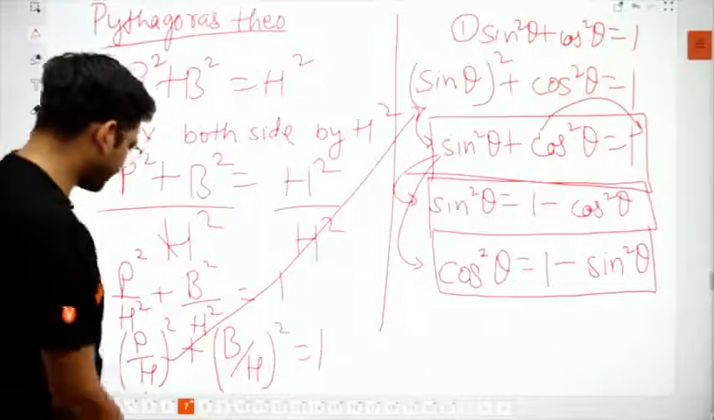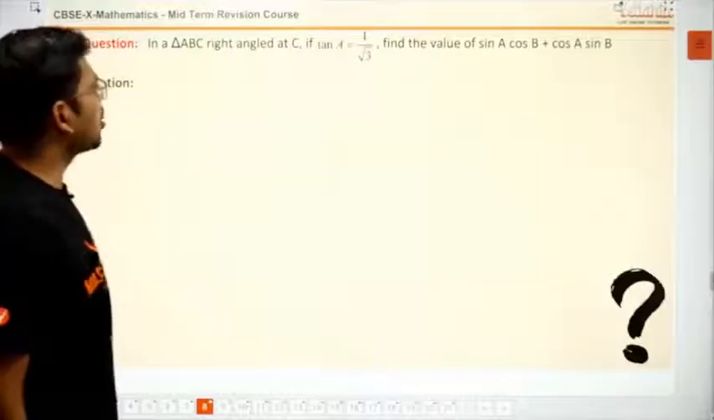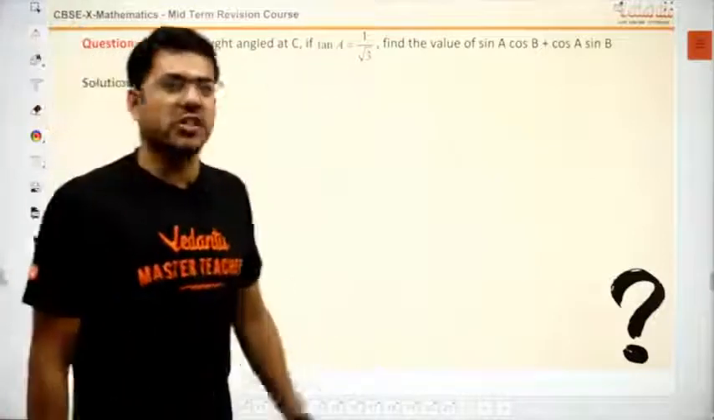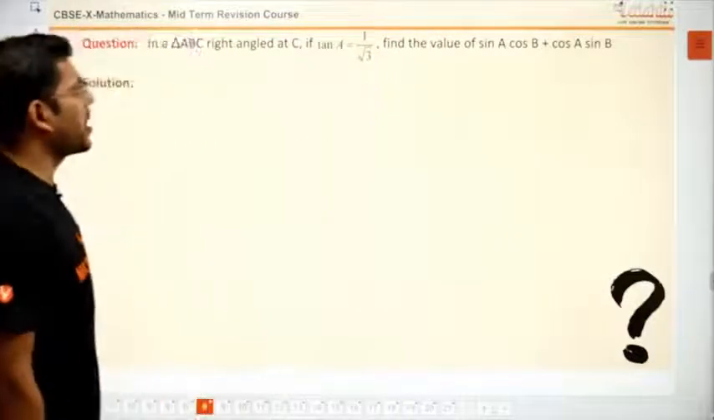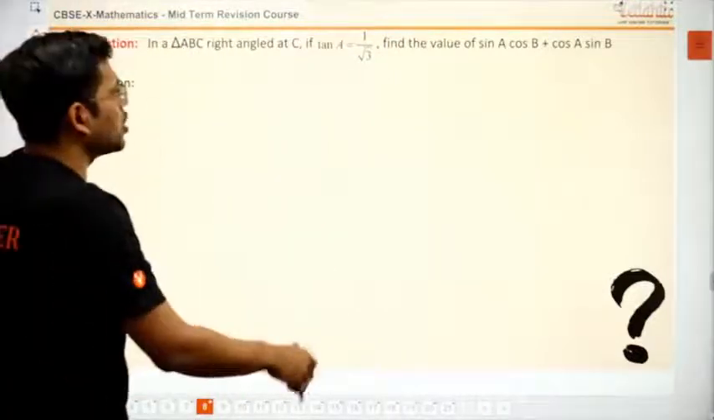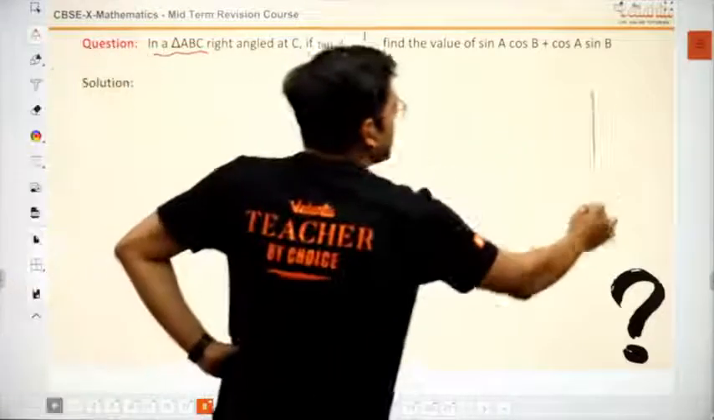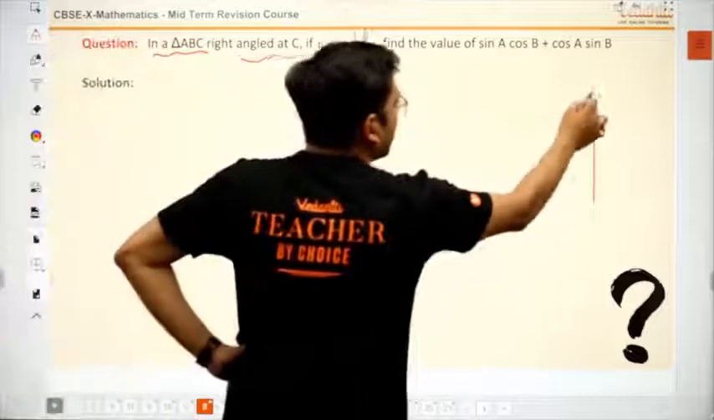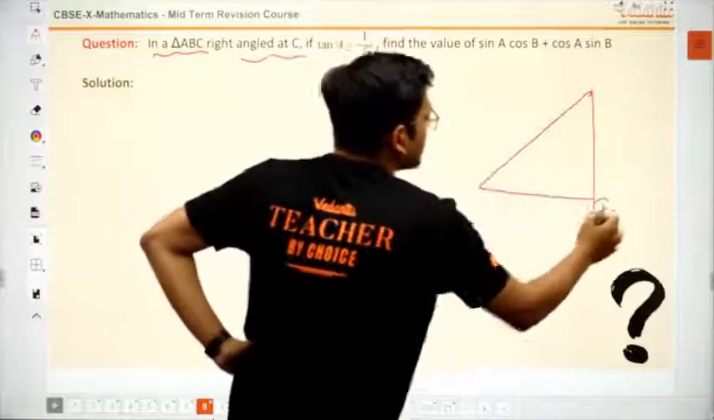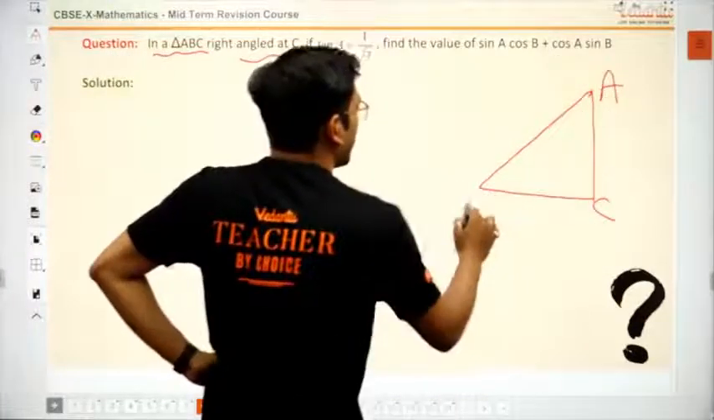Now coming to the questions. So easy questions. We have already discussed it yesterday. I'll discuss it again today also. In triangle ABC, draw triangle ABC, man. Right angle at C. Okay. Right angle at C. This is C. Write down A and write down B.